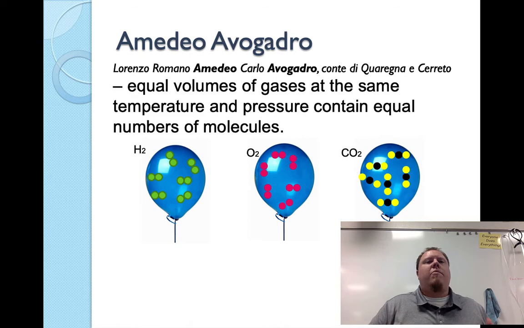But what he discovered is that equal volumes of gases, meaning the same size, if they're at the same temperature and at the same pressure, are going to contain the same number of molecules. So if we have three balloons and they're all the same size, and they're all at the same temperature, and they're all at the same pressure, all three balloons have the same number of molecules inside them, no matter what that is. And we use this in stoichiometry.